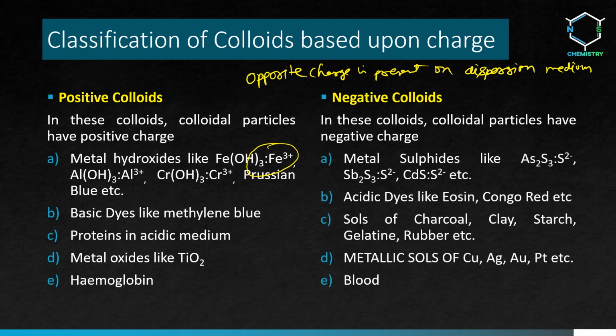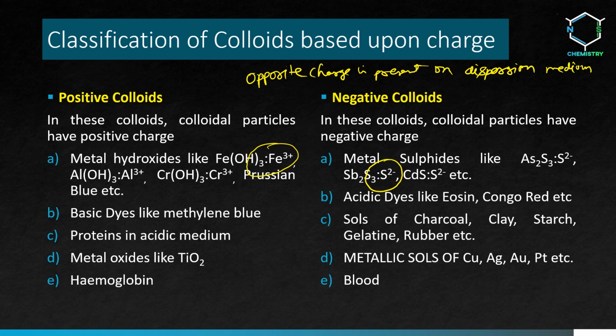In negative colloids, we have metal sulfide salts like arsenic sulfide, antimony sulfide, cadmium sulfide, which have the sulfide ion written like this. That sulfide ion is actually providing the charge. We'll study that it is the adsorbed ion which provides the charge, so here again the concept of adsorption will come into play. We also have acidic dyes like Congo red and eosin, which are negatively charged colloids. Then gelatin, rubber, starch, charcoal, clay are all negatively charged colloids.